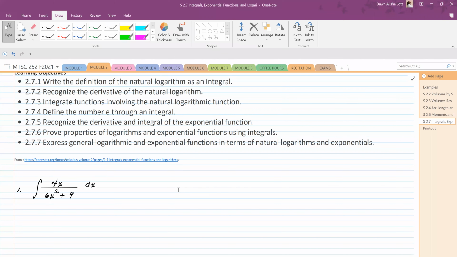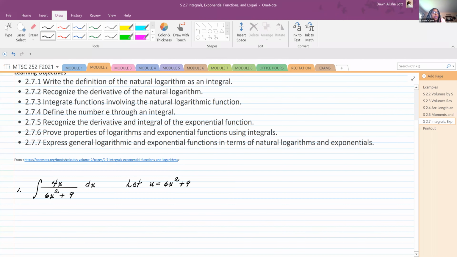Professor, can you not hear me? I can hear you, Diara. Yes. Okay, what did you say? You will be 6x squared plus 9. Okay, so I want to let u be 6x squared plus 9.